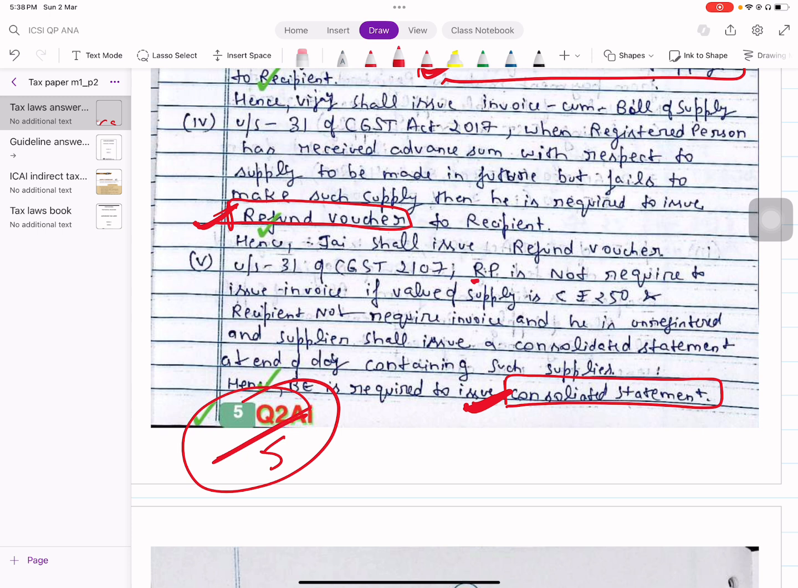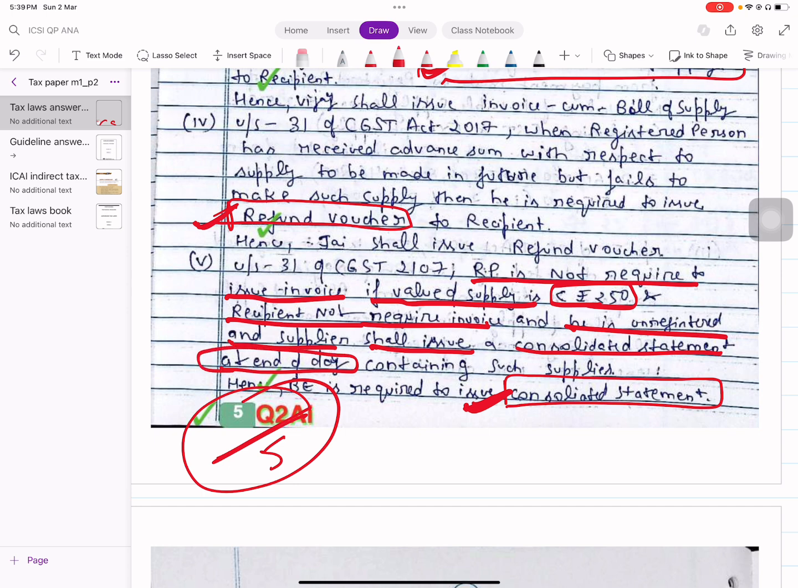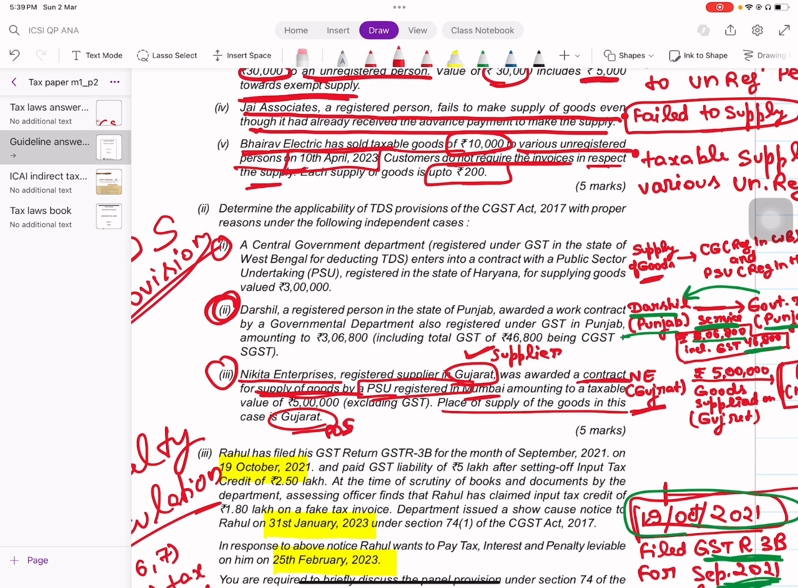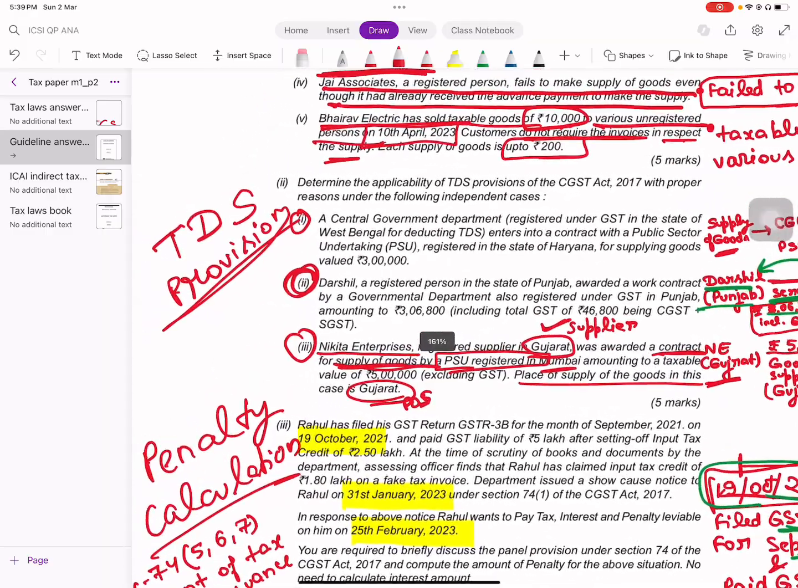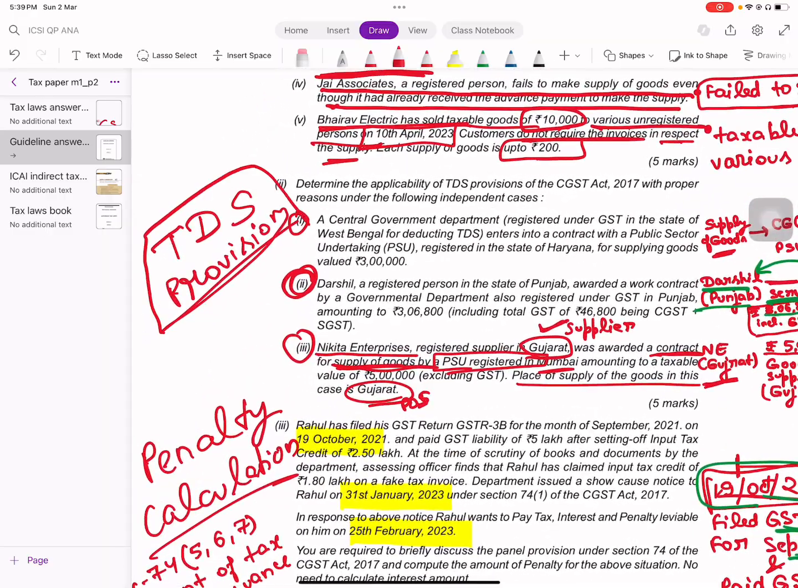Let's read the provision. A registered person is not required to issue an invoice if the value of supply is less than 250 rupees and the recipient is not requiring the invoice and he is an unregistered person. Then the supplier shall issue a consolidated statement at the end of the day containing such supplies, and that would be enough. Now let's move on to the second question, that is the TDS question.